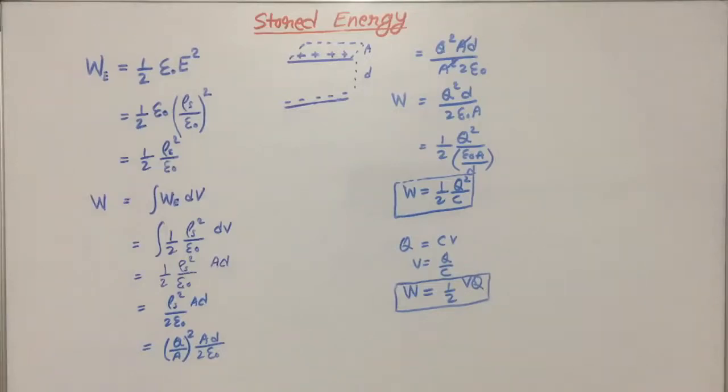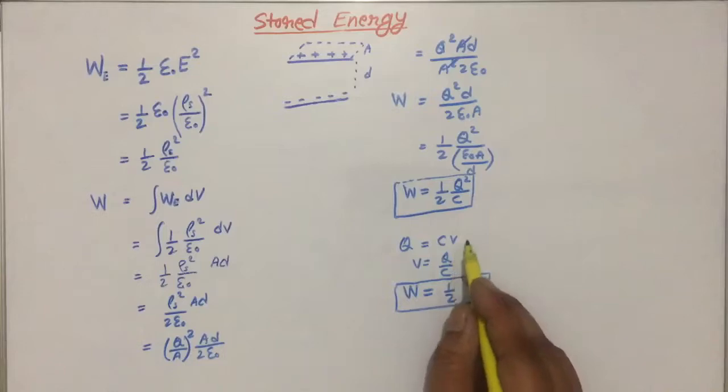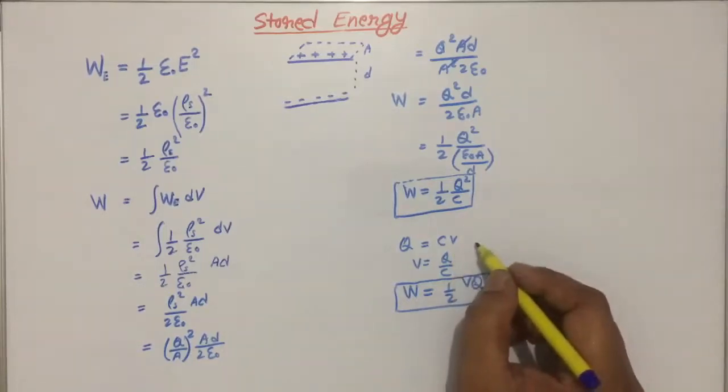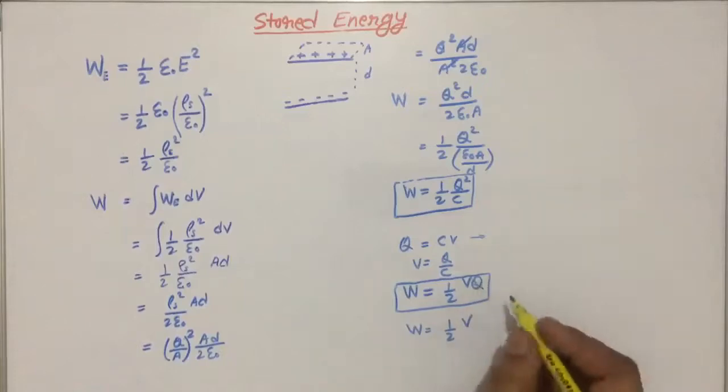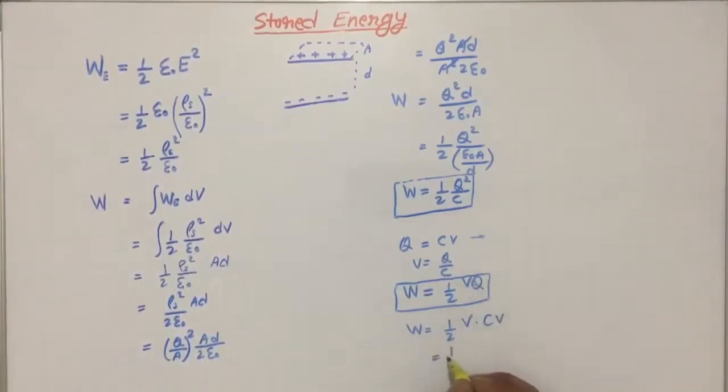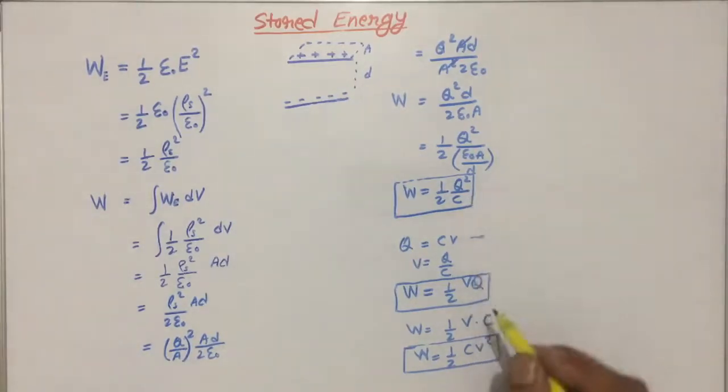And the third form can be, put the value of Q from here in this, then it will be half V, Q can be CV, and if you further simplify, then the energy will be half CV square. So in this way, the total energy that can be stored is equal to half Q square by C. It can be written in this form, in this form, or in this form. All are acceptable.